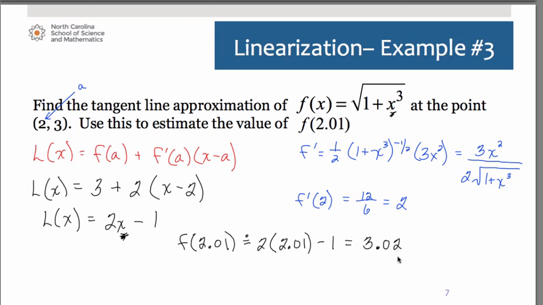Now just for kicks, on your calculator, go ahead and do square root of 1 plus 2.01 cubed. See what you get. You should get something about 3.02003. Notice how close it is to the answer that we obtained.